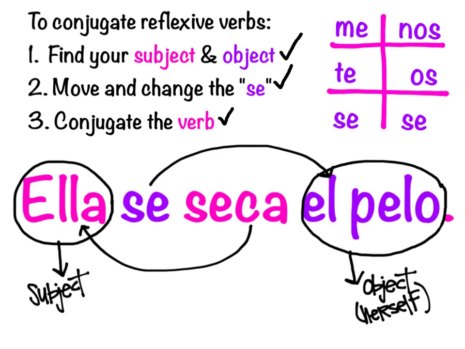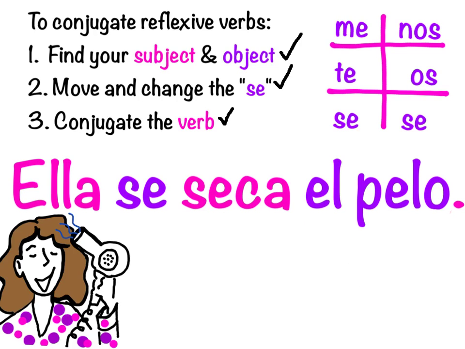So if you can tell, I've kind of color-coded this for you. Your verb must agree with your subject, and your reflexive pronoun must agree with your object. And remember, your object here is herself or her hair. And those two are the same thing, as you saw earlier in our notes. And our final sentence reads, ella se seca el pelo. She dries herself the hair, or she dries her hair. Again, this is one of those instances where translating directly from Spanish to English is not going to work for you.